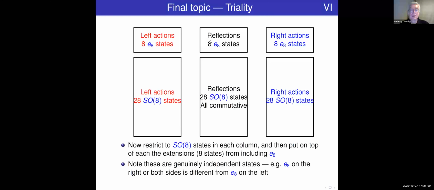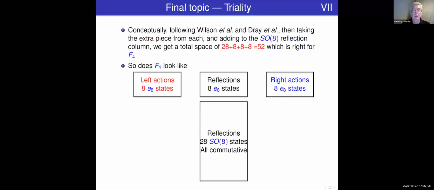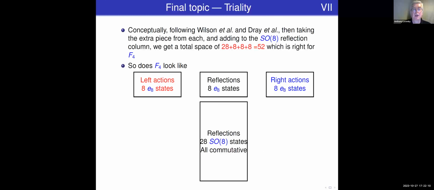And these at the top are genuinely independent. But I think the proposal, which is underlying the Wilson et al. and Dray et al. approach, is that we take the extra piece from each, adding to the SO8 reflection column, like this, but we leave underneath, this is translating it into my term, just the reflections here, because then we'd get the 52 elements of F4.